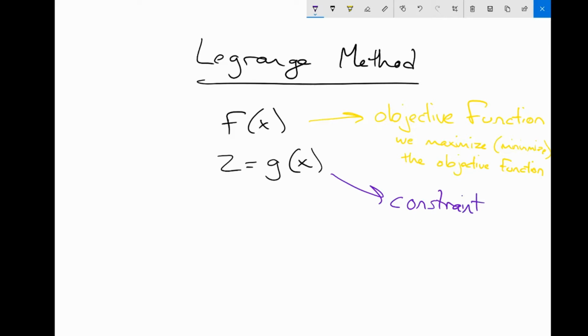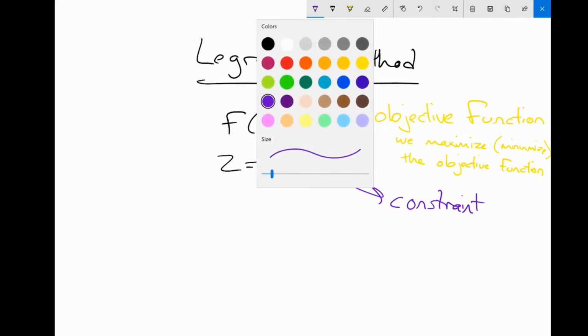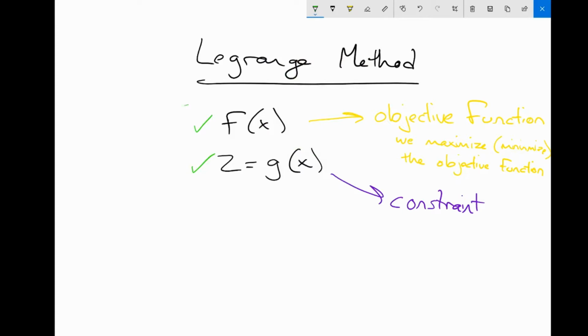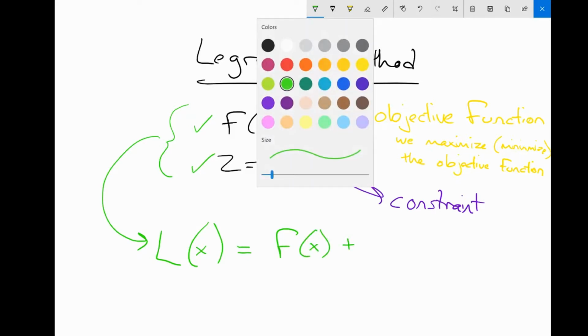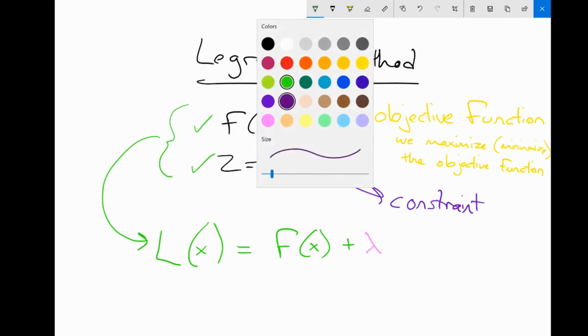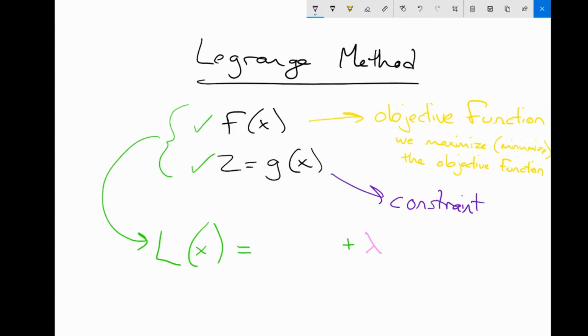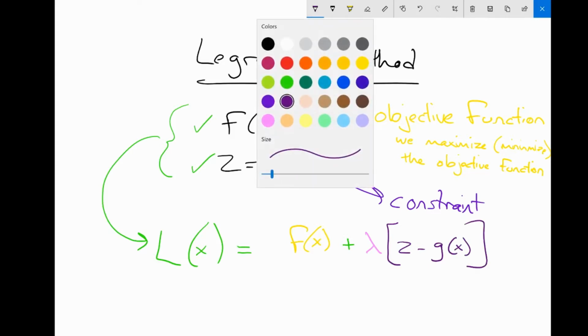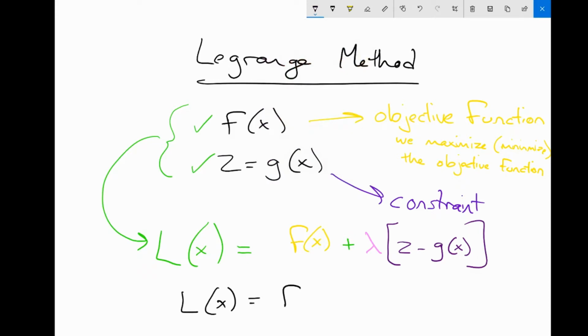In the Lagrange method, we take the objective function and the constraint, and we create a new function. We'll call it the Lagrange function. It's a function of x. It's going to be f of x plus lambda times our constraint, so z minus g of x. This function here is the Lagrangian. F of x plus lambda times the constraint.